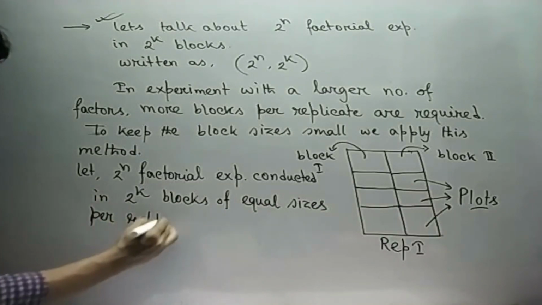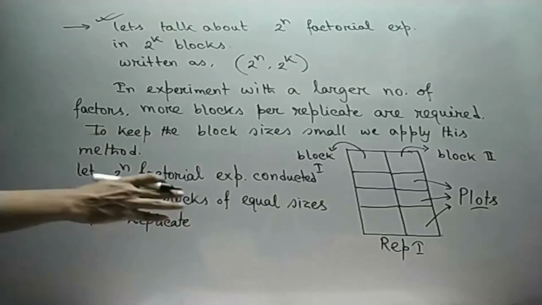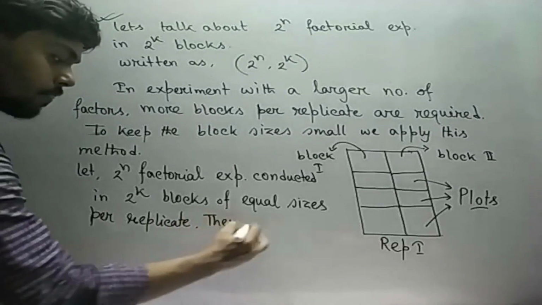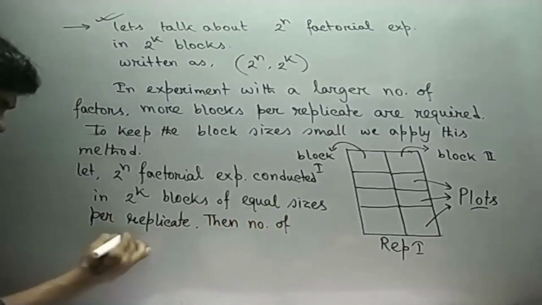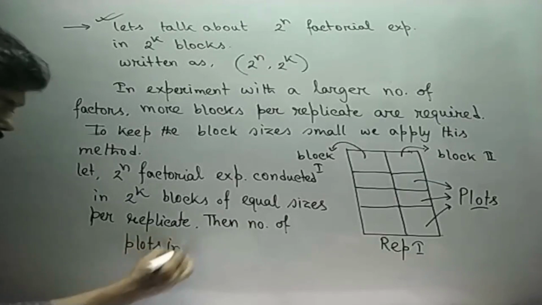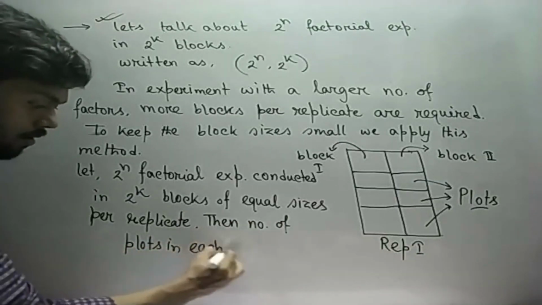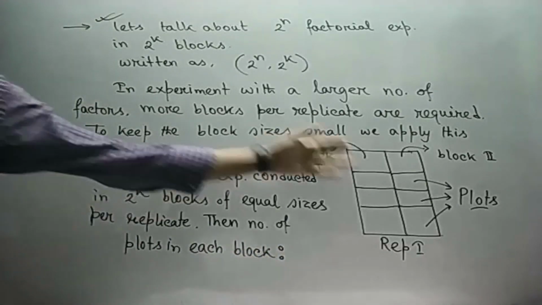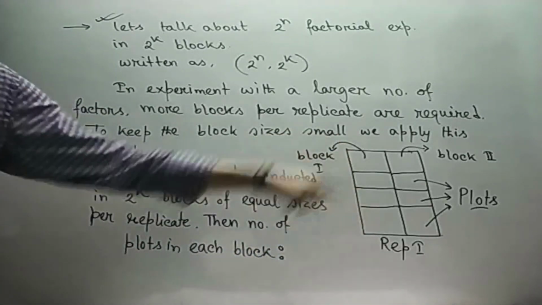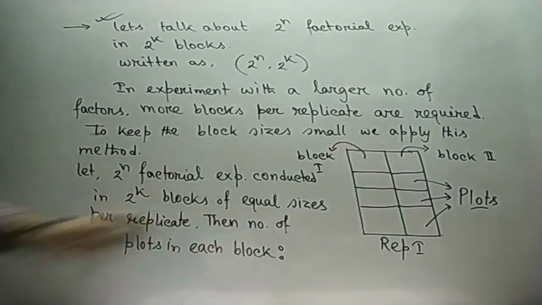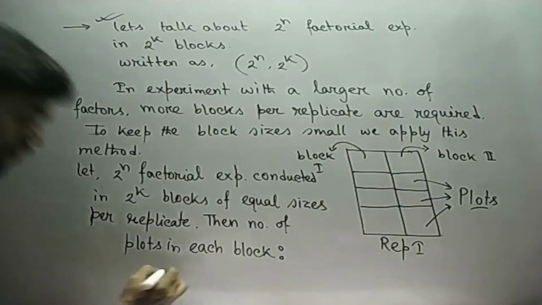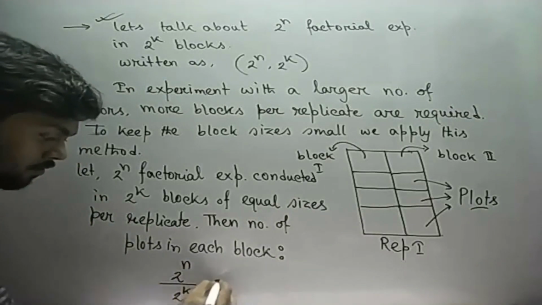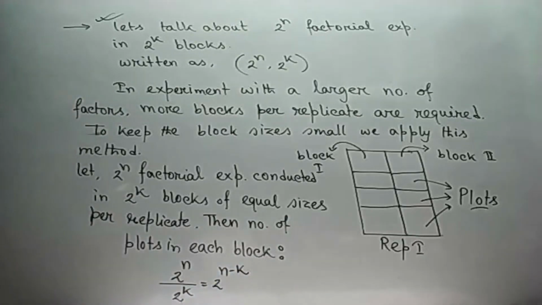Equal sizes per replicate, okay. Per replicate means for each and every one replicate, the number of plots in each block. Here you can see that we have 4 plots in each block, okay. So the number of plots in each block will be 2 to the power n divided by 2 to the power k, which is 2 to the power n minus k.